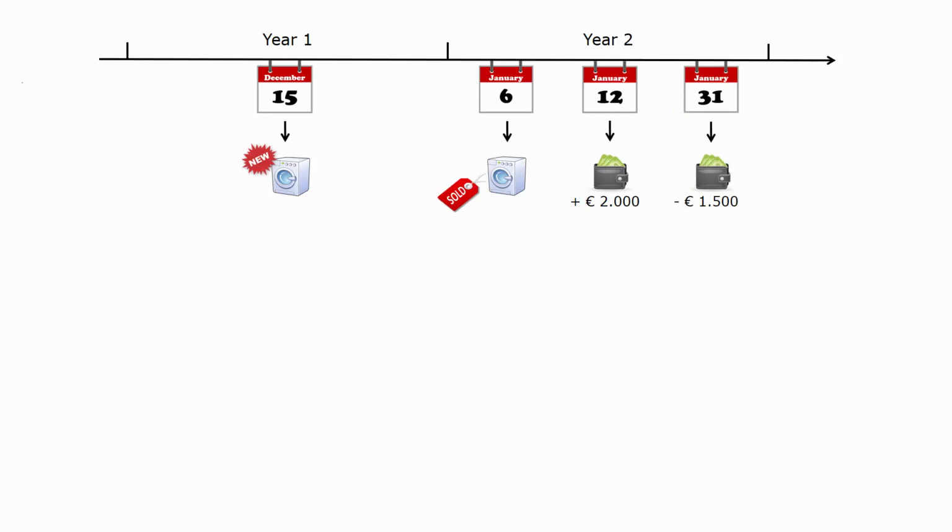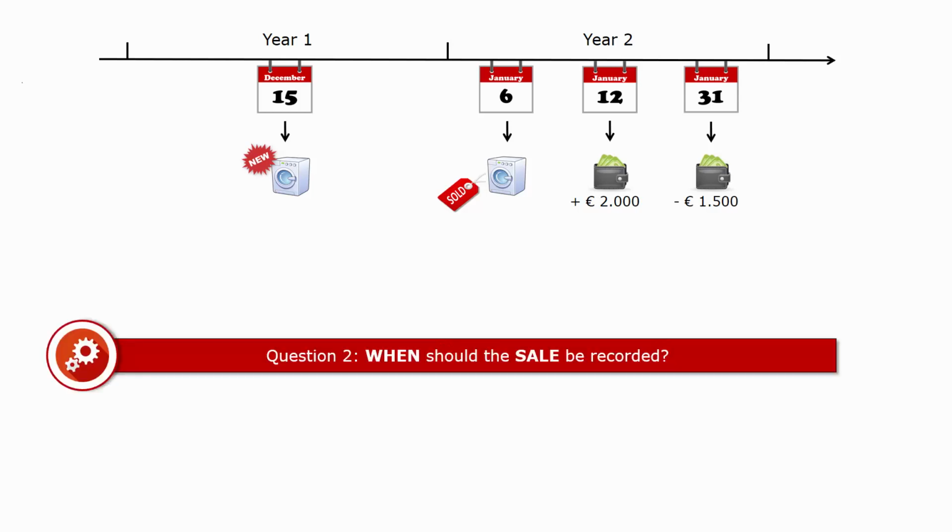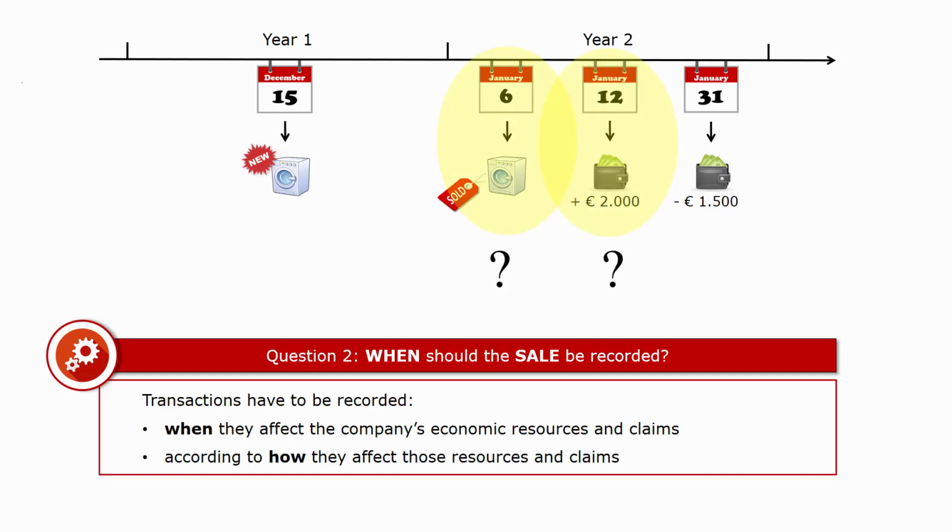In January, the sale takes place. The company delivers the washing machines to the customers on January the 6th and receives payment a week later. So, the question is, do we need to record the sale on the date of delivery or when payment is received? Again, accrual accounting demands that we think about how the sale affects the company's resources and claims.